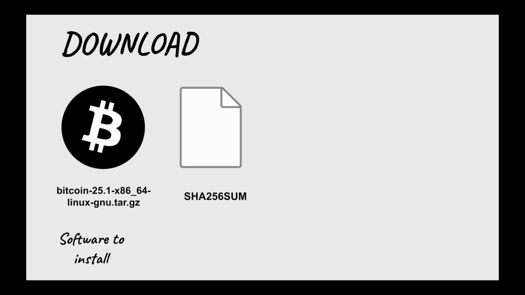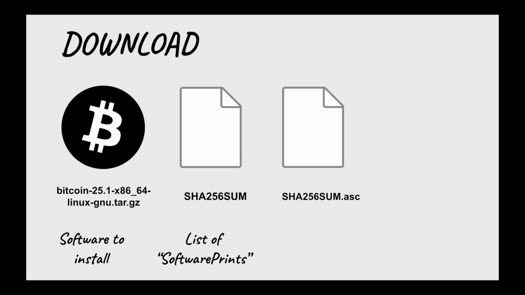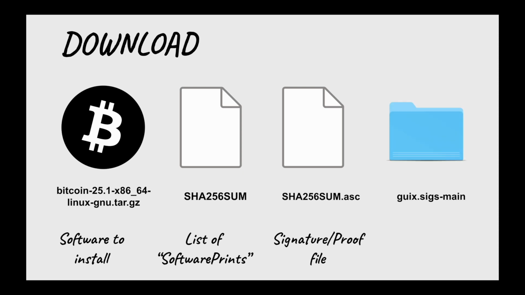Then the SHA-256 sum file is what is called hashes on the web page. But I think a more effective way to think about it is as a list of software prints. So if you're wondering what software prints are, we're gonna see it in a few seconds. Then the third file is called signatures, and indeed this is usually called the signature file, but to me, proof file sounds better. And finally, there is the folder which contains all the public keys.